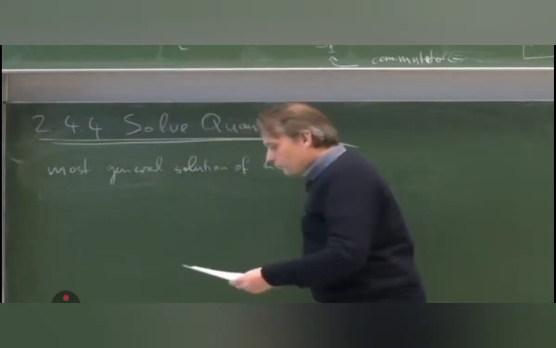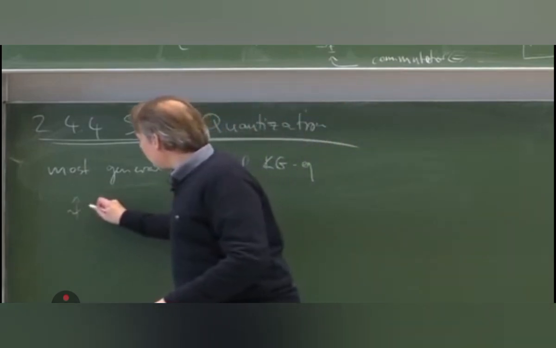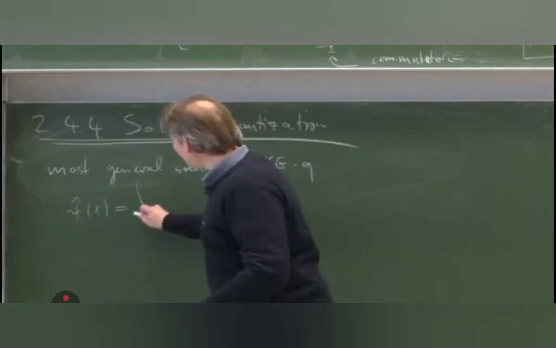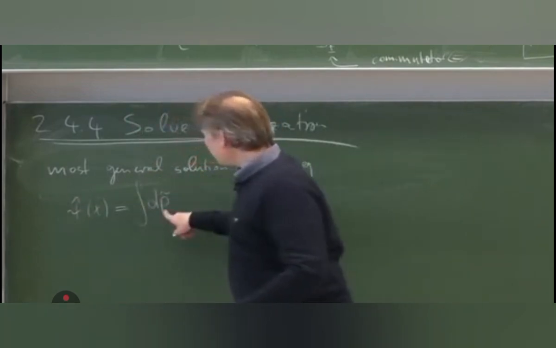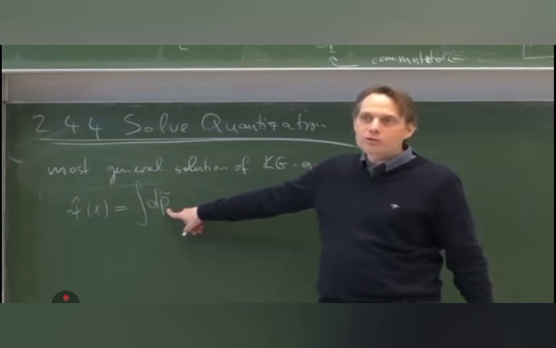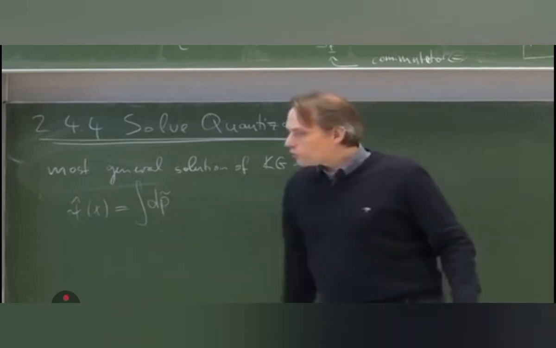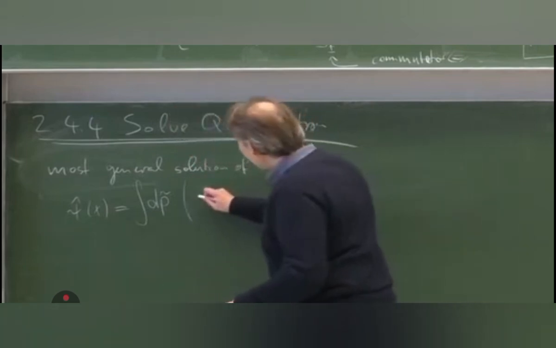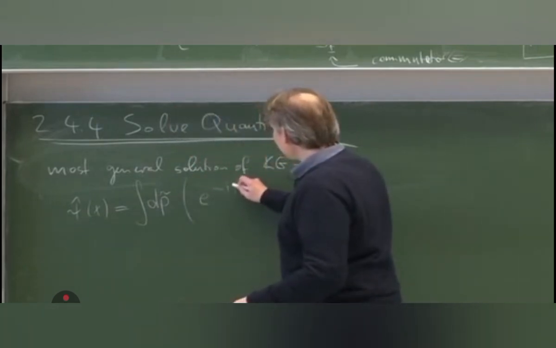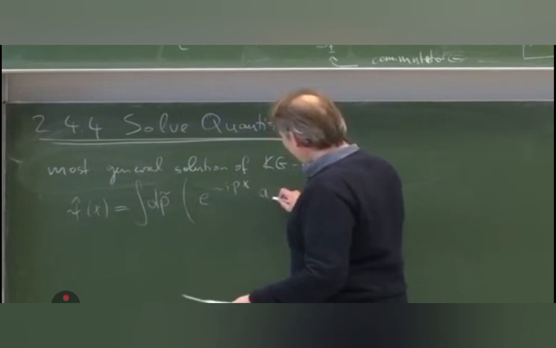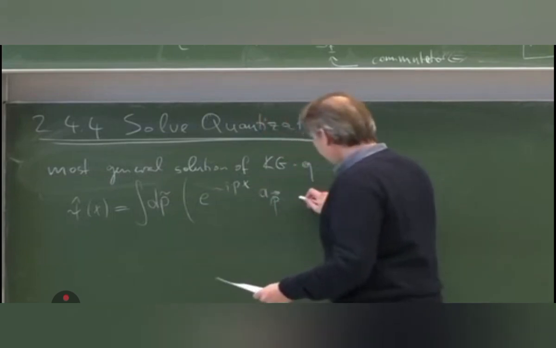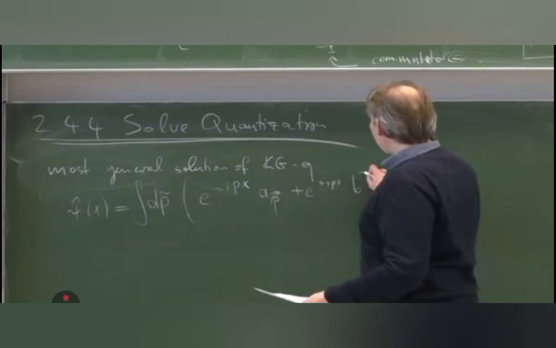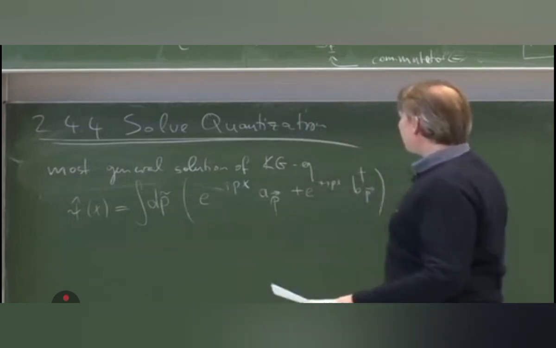Because we have thought about this, and the general solution can be given in a very simple way by simply making use of this Lorentz invariant measure dp tilde. If we have that, the measure implements the Klein-Gordon equation. And then we can simply write down a very general Fourier ansatz, e to the minus ipx times a sub p plus e to the plus ipx times b dagger sub p.